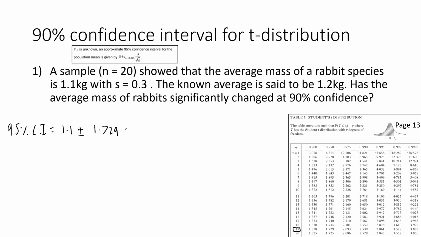And then we times that by our sample standard deviation, which is 0.3, over our sample size square rooted, and that will give us 1.22 and 0.98. And since 1.22 kilograms is greater than 1.2, even at 90% confidence, we still can't say that the average mass of rabbits has significantly changed.